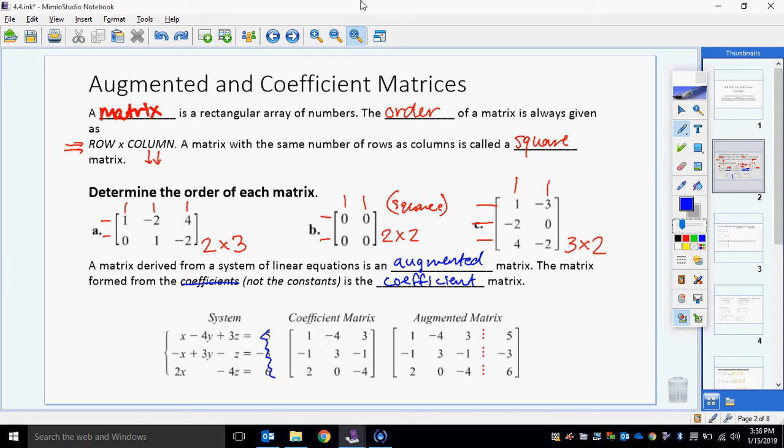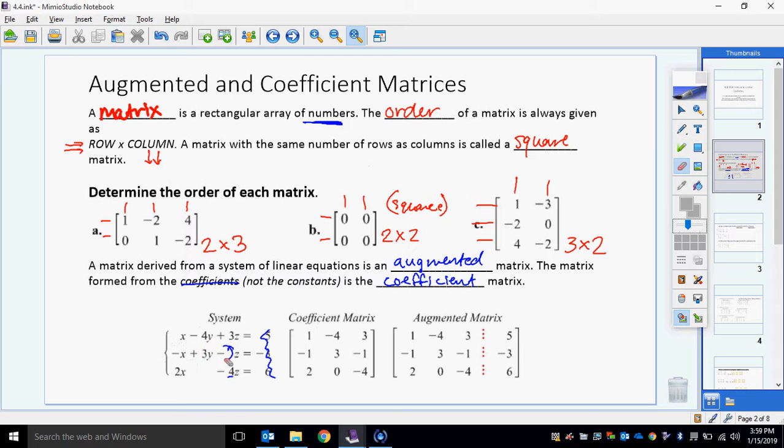Notice I'm not putting the letters in my matrix. Matrices don't have letters. They're an array of numbers, not letters. Then go to the next row and do these coefficients. So -1, +3, and -1. And lastly, I have 2. Nothing for the y, so I put a 0. And -4 on the z, so I put a -4. That's the coefficient matrix.